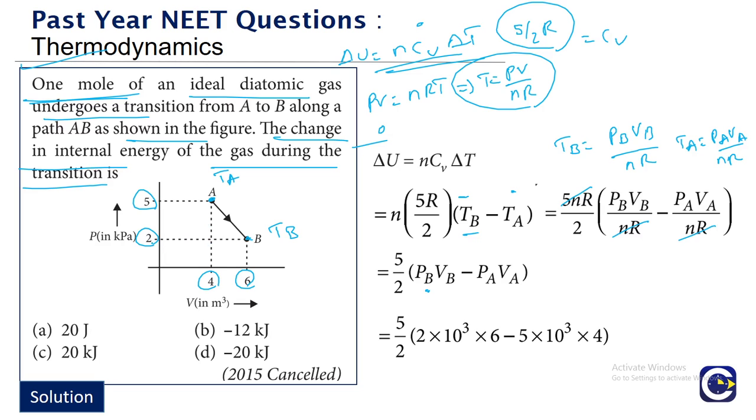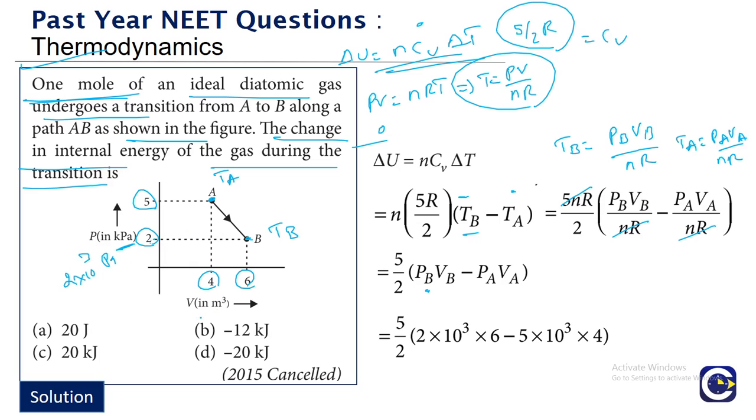So what is the PB? It is 2 into 10 power 3 pascals, because it is kilopascals. We have to be careful about the units, because having done everything right, we might just go wrong in the respective unit conversions. So here we have to be careful. Pressure is in kilopascals, which means PB will be 2 into 10 power 3 pascals.